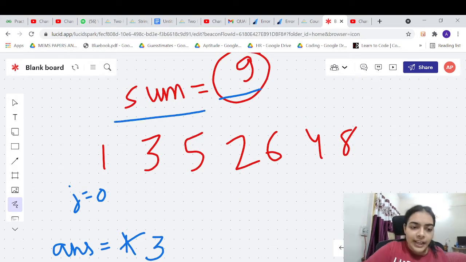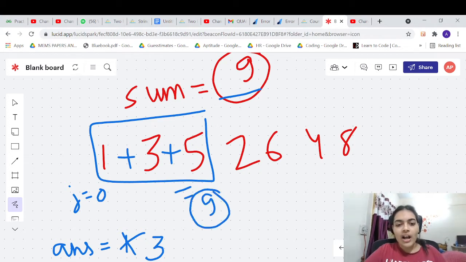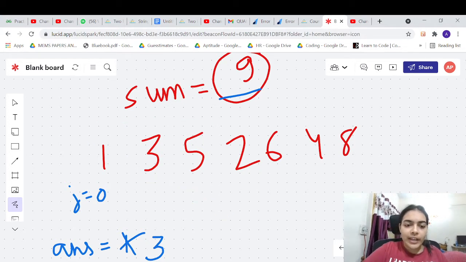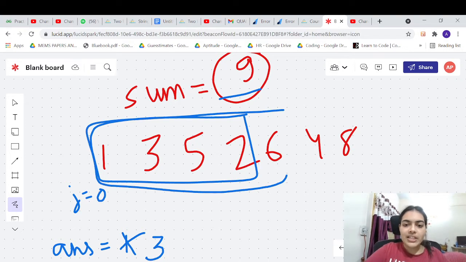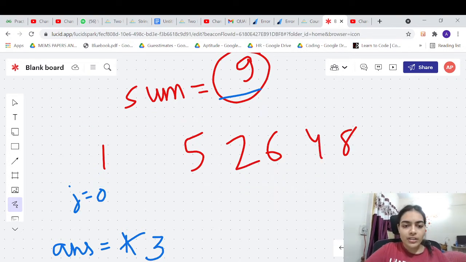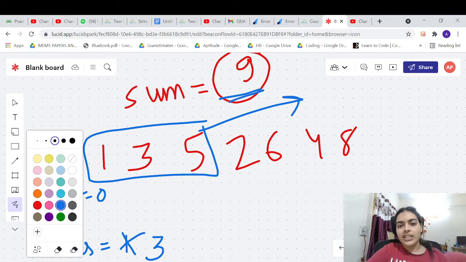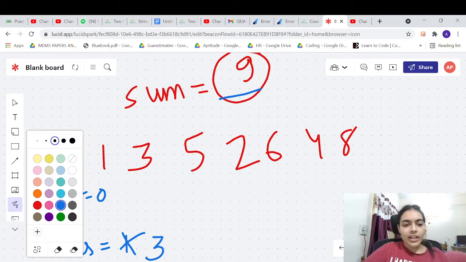So in that case, this was the threshold, right? 1 plus 3 plus 5 is equal to 9. This was the threshold. After this, if you try to take any subarray, all these subarrays are useless. You don't even want to consider taking them because you already crossed the threshold at this particular subarray, which is 9. So now in this case, all other subarrays are useless.